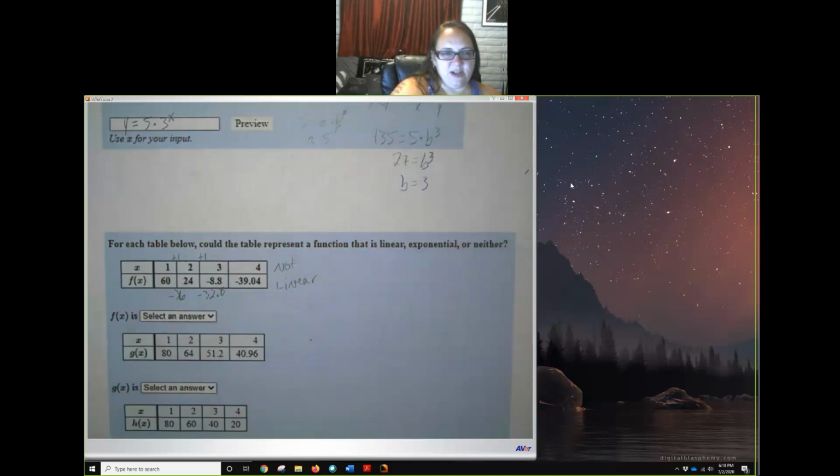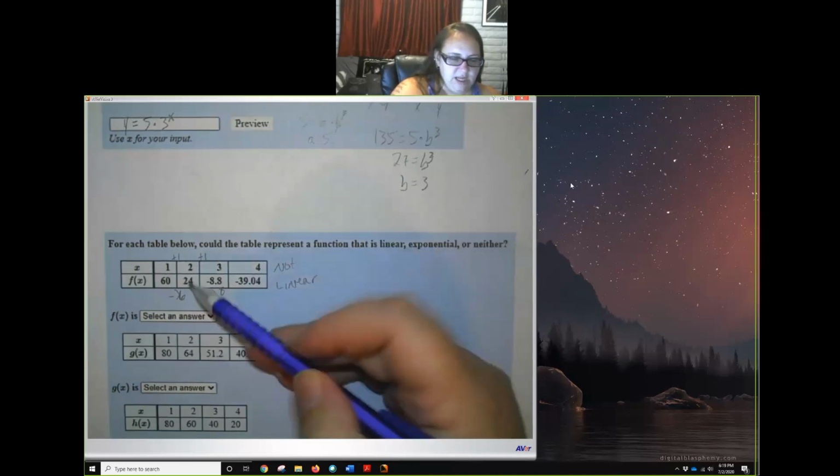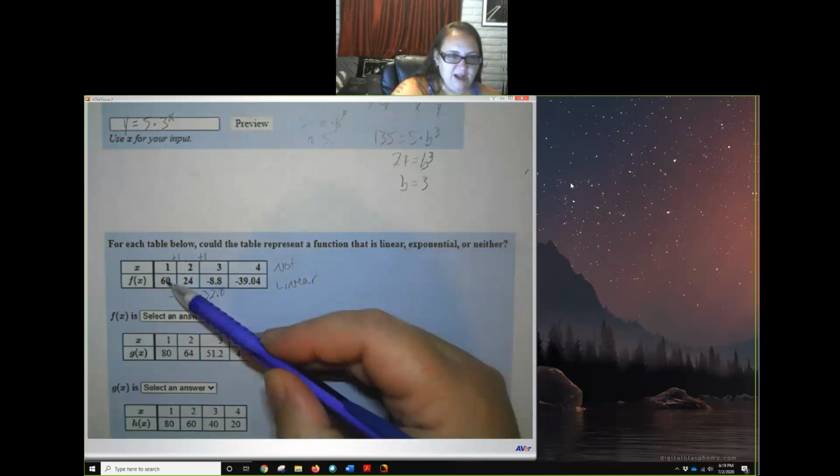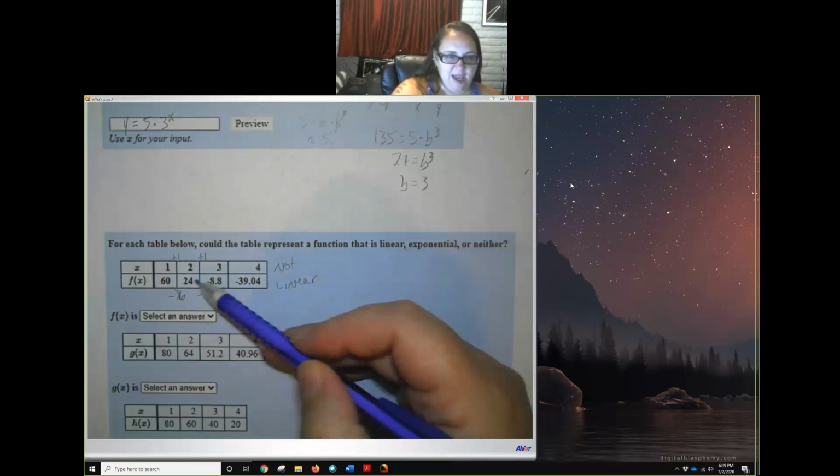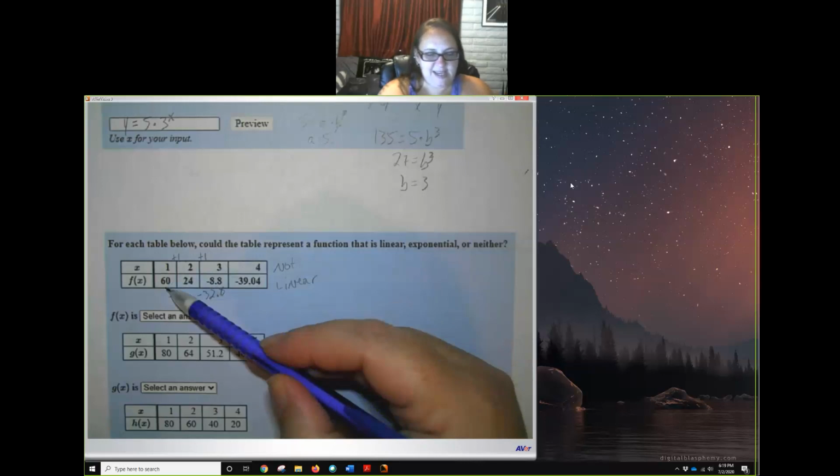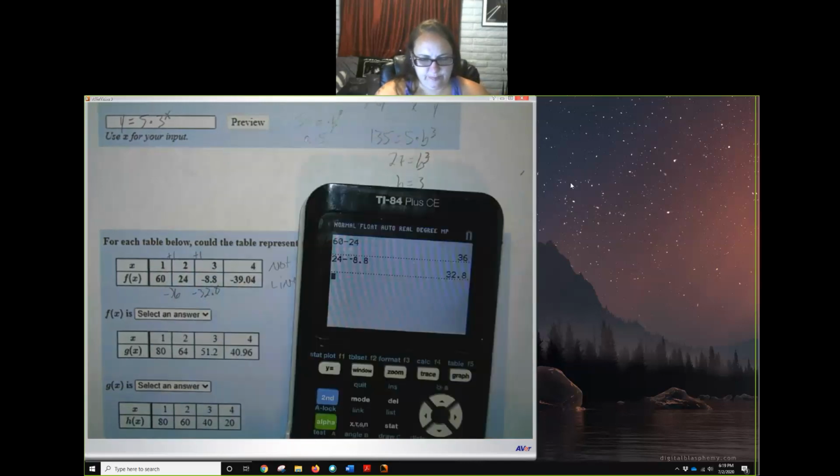To see if it's exponential, you're going to do something fairly similar where you're going to look for, is there a constant number that I'm multiplying by? So we would do what is, instead of 60 minus 24, we would do 24 divided by 60. And then negative 8.8 divided by 24. Negative 39.04 divided by negative 8.8.